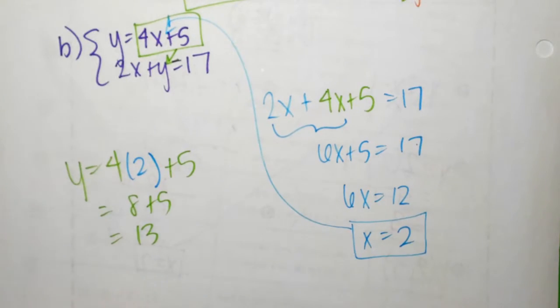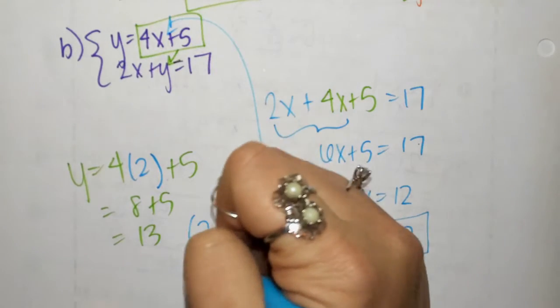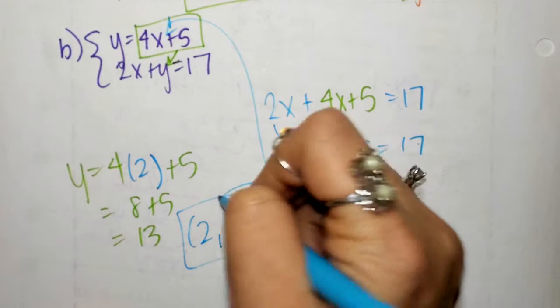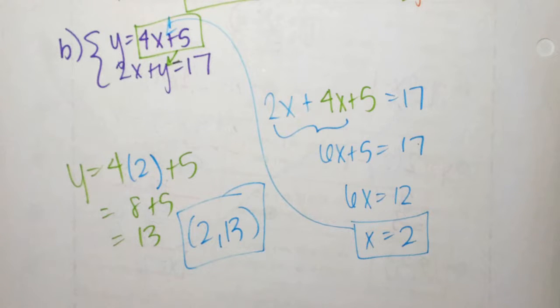Alright, how do we write our answer? We have to write it as a what? We have to write it as a coordinate, and that's (2, 13). Fantastic. I was off. I got 3.6. That's because you added instead of subtracted. Alright, uno más, and then homework.